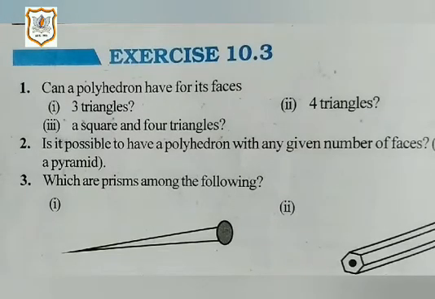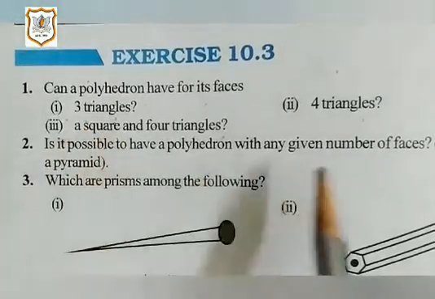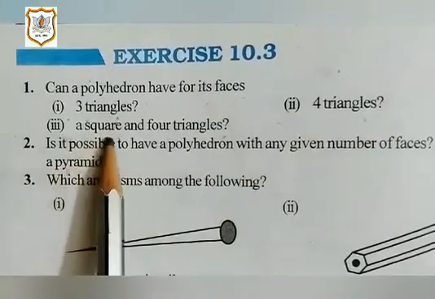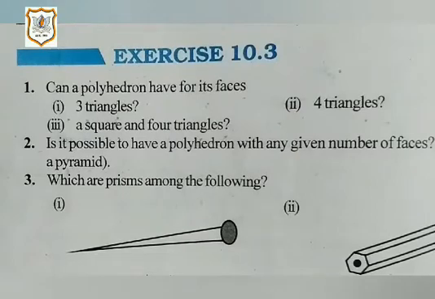First question. Can a polyhedron have for its faces: first part, three triangles; second part, four triangles; and third part, a square and four triangles? Students, in this question we have to find out whether a polyhedron can have three triangle faces, four triangle faces, and a square and four triangle faces.